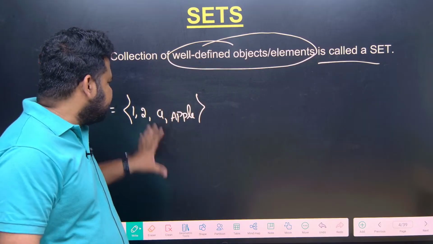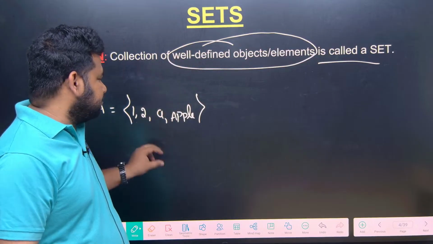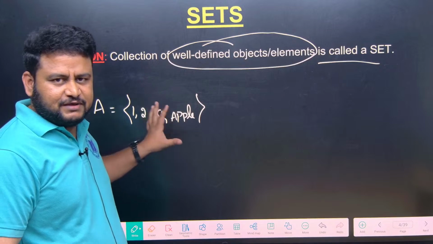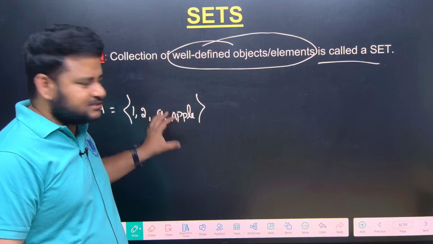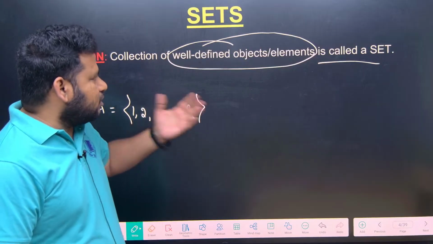So, that means they are universally accepted. They are well defined objects. Small a is small a even in the US and even in Europe. That is what we accepted. This is universally accepted, and that is the meaning of well defined objects. Now, what are those that are not well defined?